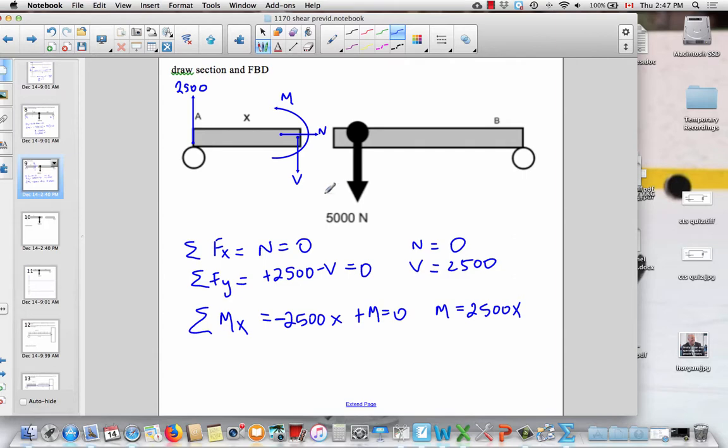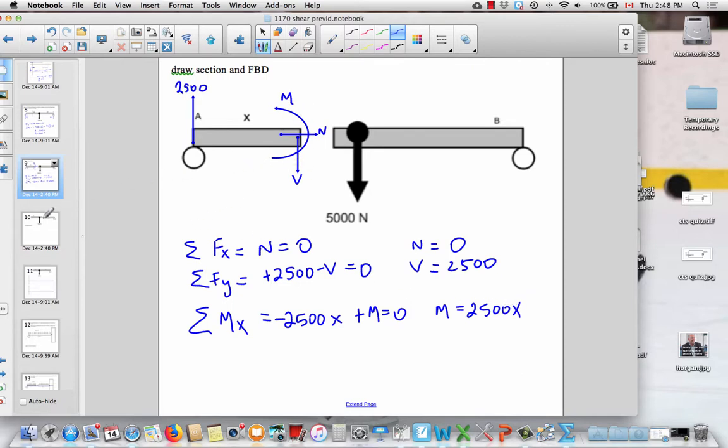Okay, so hopefully this is what you found. There's no tension at all because that's the only x force. And the AX segment is being pushed down with 2,500 newtons of shear force by the other segment. And then there's a reaction moment, an internal bending moment, that increases with the distance x, 2,500x in direct proportion. So that was a section on this side.